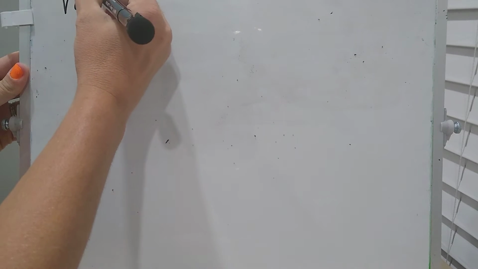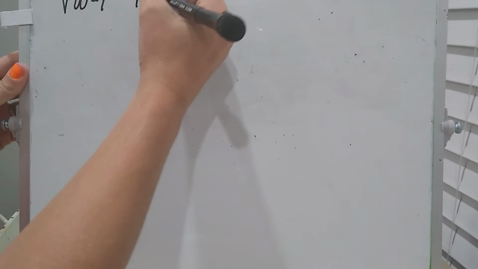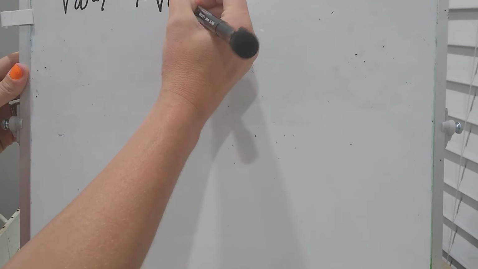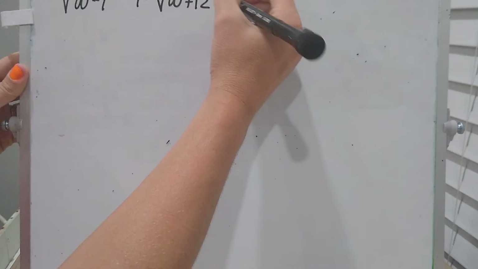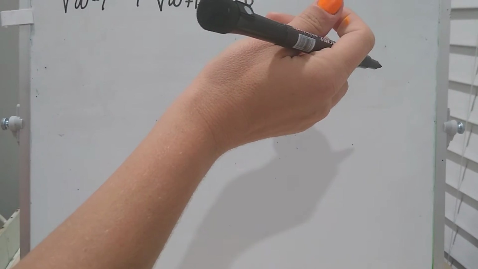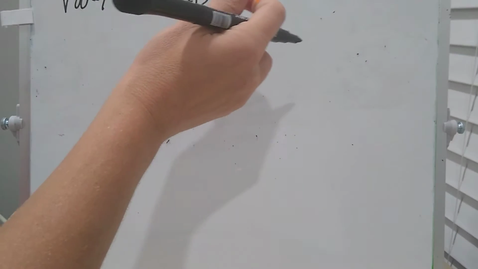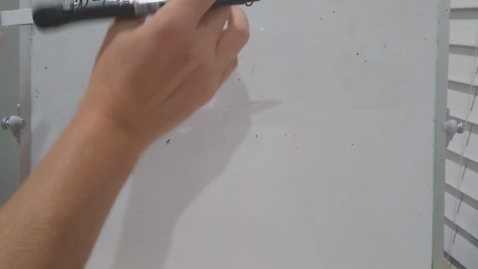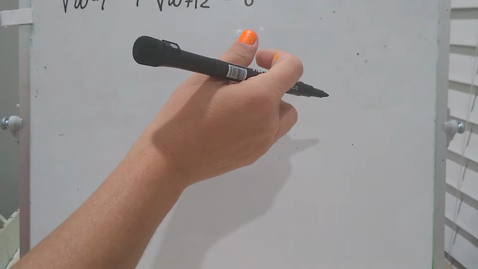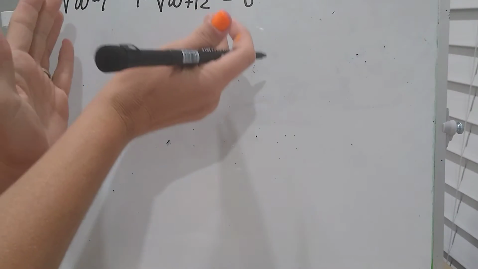So remember, we've got our radical, and inside is called the radicand. So the square root of w minus 4 plus the square root of w plus 12 equals 8. And as I'm going through this, if you're able to write this down on a piece of paper and practice along with me, go ahead, and even pause the video and work it out and see if you can do it, and then watch the rest of the video.